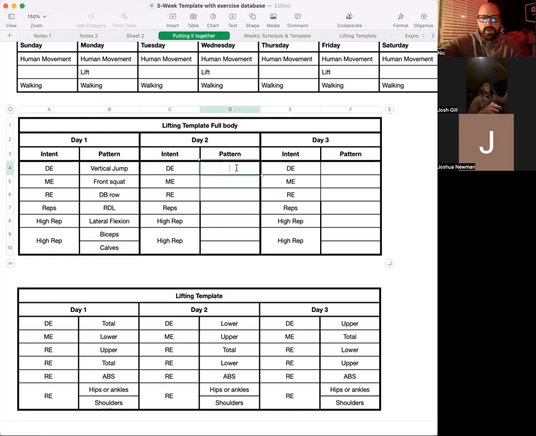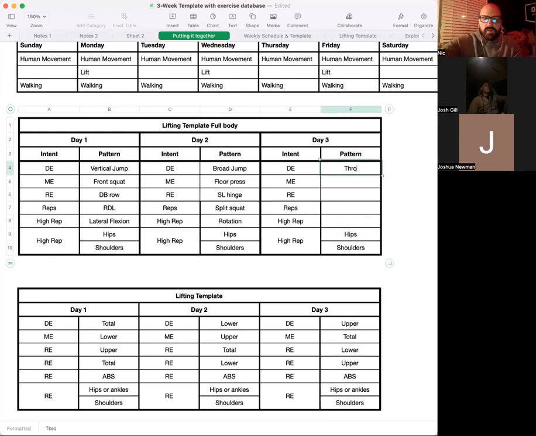So day 2, dynamic effort would be lower. We can do another jump here, like a broad jump. Max effort for your upper, we could do a floor press, work up to a heavy 3. Total here again would be some type of single leg hinge or RDL. This would be a lower body, so we do a split squat, and then rotation, and then the same hips, shoulders for me. And then same thing here.